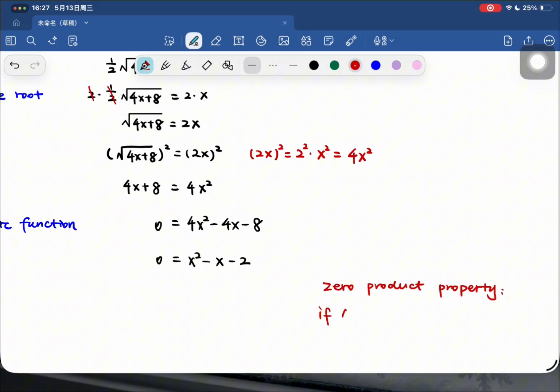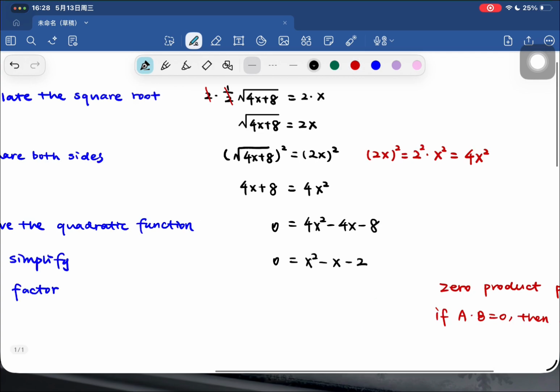It says that if a times b equals 0, then we can conclude that a equals 0 or b equals 0. So we want to rewrite x squared minus x minus 2 as two factors. To factor this, we need two numbers that multiply to -2 and add to -1. What are those two numbers? Those are -2 and 1, right?